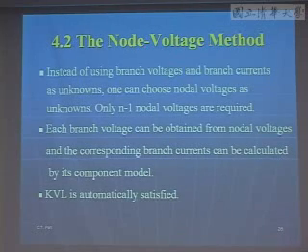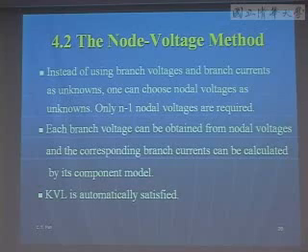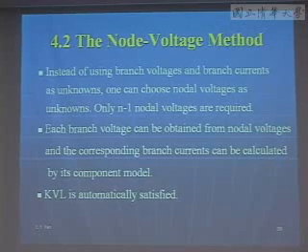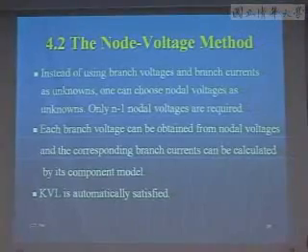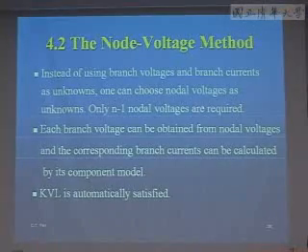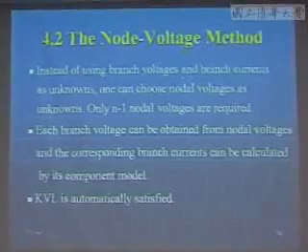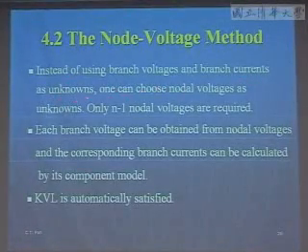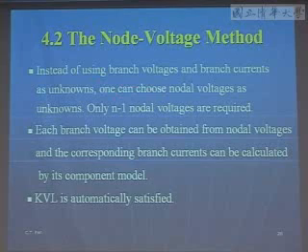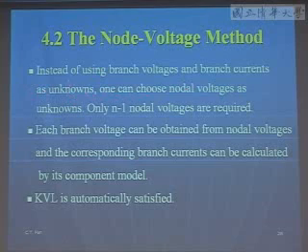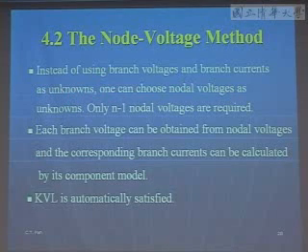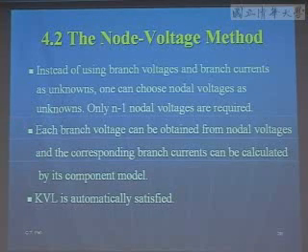Instead of using the component voltage and component current, we use the node voltage instead of using branch voltage and branch current as unknowns. There are too many. Here we can choose node voltage as unknowns. Okay, what is the definition of node voltage? Can you remember? A node voltage is defined as a voltage rise with respect to the reference voltage.